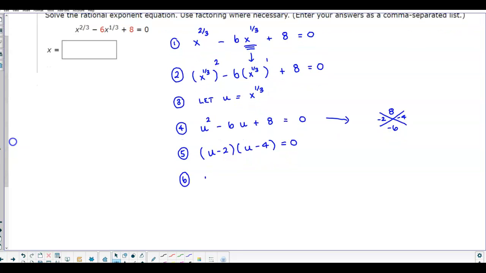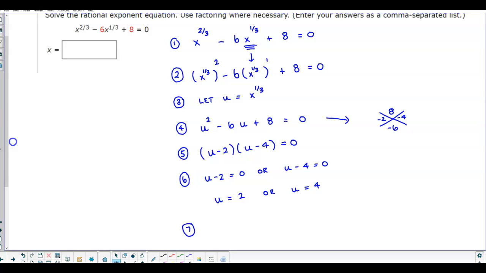Now we're going to set both of them equal to 0. So we have u minus 2, which is equal to 0, or u minus 4, which is equal to 0. So we get u equal to positive 2, or u equal to positive 4.